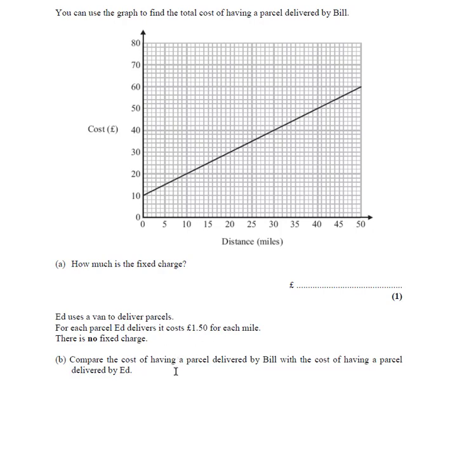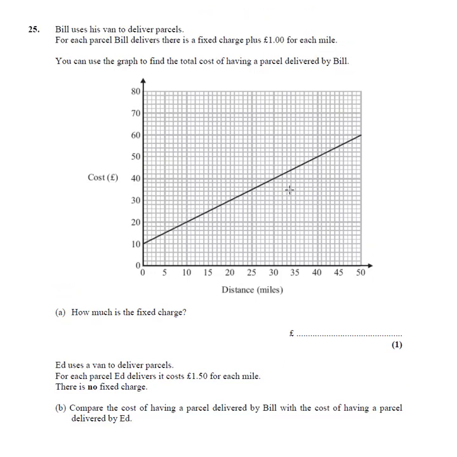Compare the cost of having a parcel delivered by Bill with the cost of having a parcel delivered by Ed. So, if you look at it, Bill is charging £1 for each mile, but there's a fixed charge as well. Ed hasn't got a fixed charge, but he's more expensive because he's charging £1.50 per mile. His mileage costs are more expensive, rather.